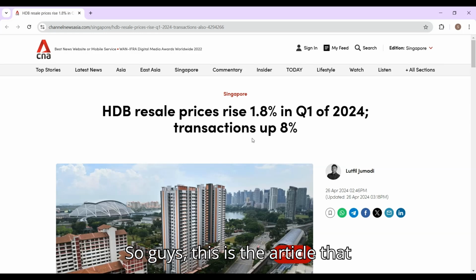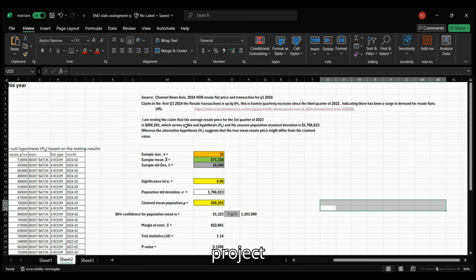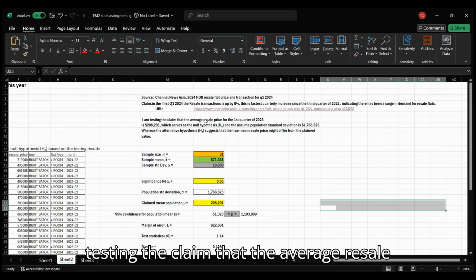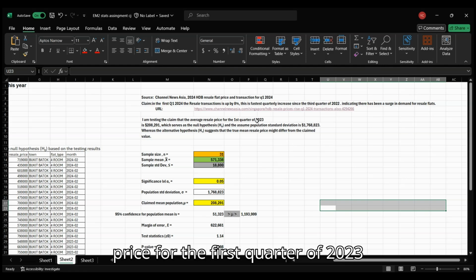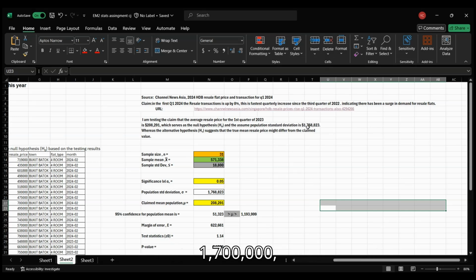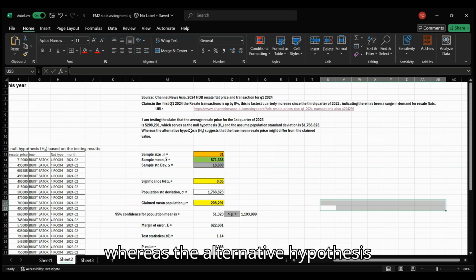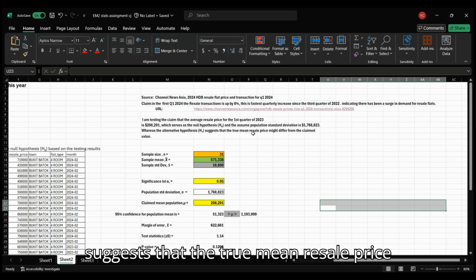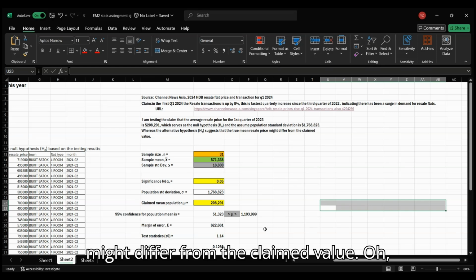So, guys, this is the article that I'll be using for the assignment project. For this statistics project, I'm testing the claim that the average resale price for the first quarter of 2023 is this value, which serves as the null hypothesis, and the assumed population standard deviation is 1,700,000, whereas the alternative hypothesis suggests that the true mean resale price might differ from the claimed value.